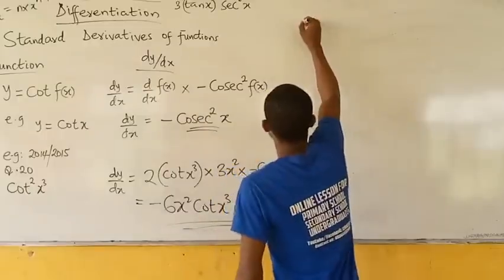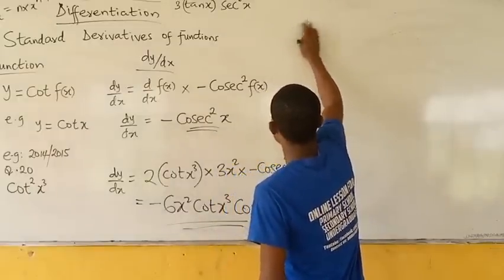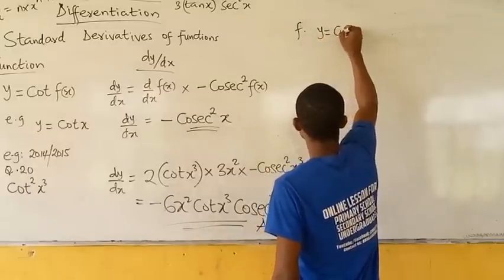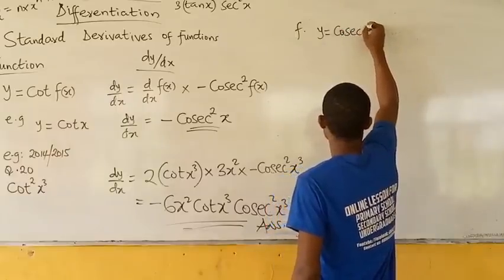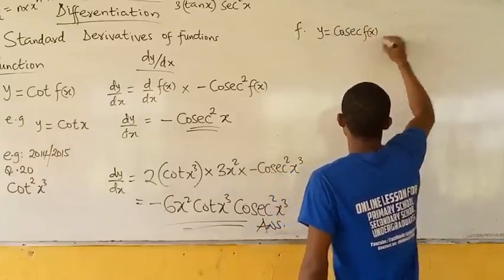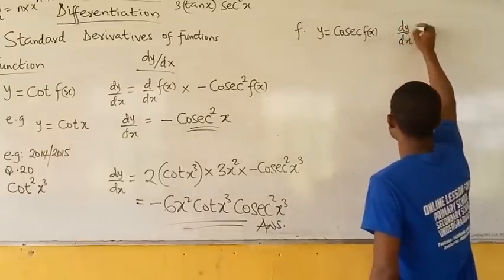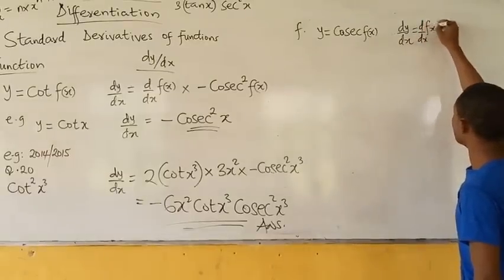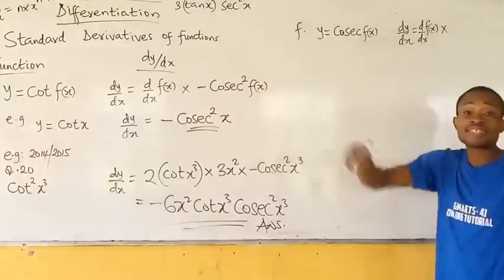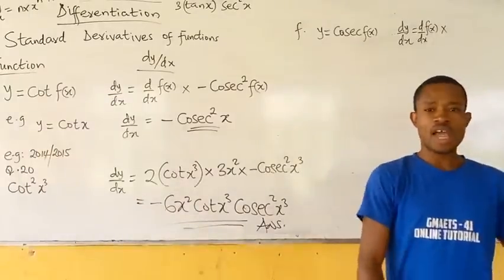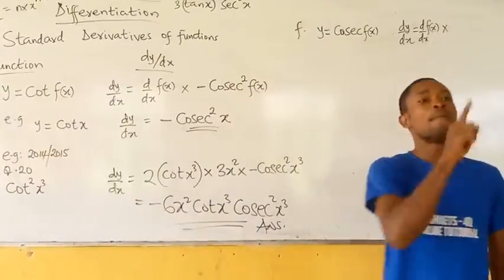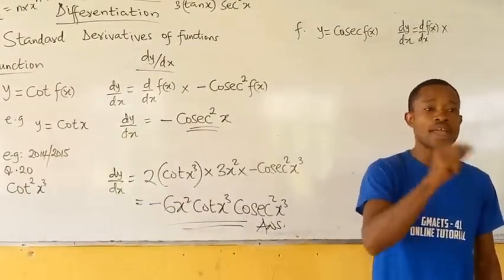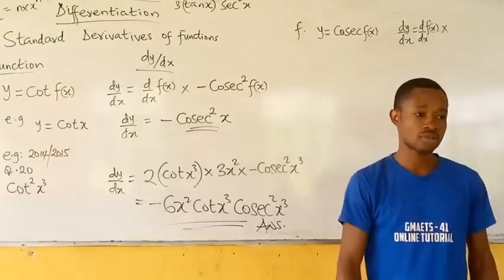Let us conclude the trig functions by looking at this. Y equal to cosec f of x. dy dx is equal to, this is the standard. Differentiate with respect to x the inner function as usual, then times the standard derivative of cosec. Are you ready to learn it? Minus cosec cot. What did I say? Minus cosec cot.